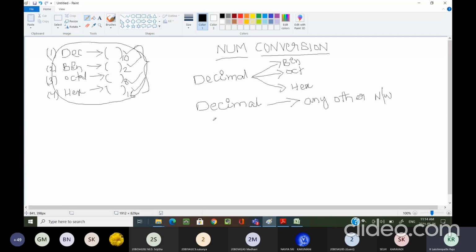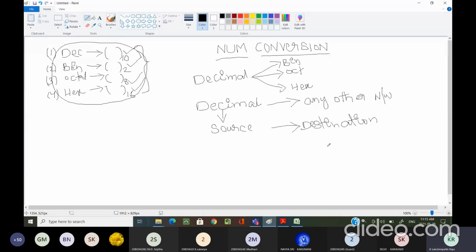Very good. See here, this is our source number system. And the required number system is the destination number system. Here I am considering it from a communication point of view, source and destination.